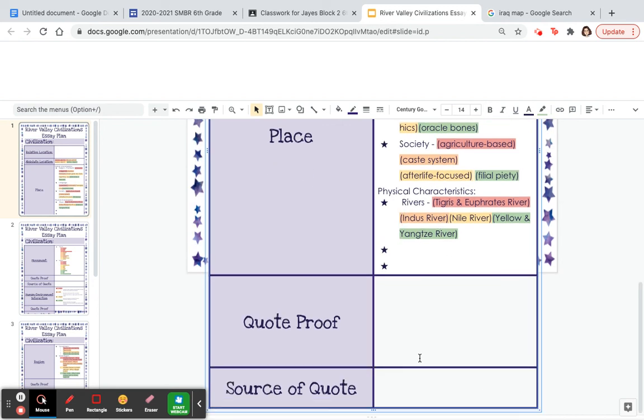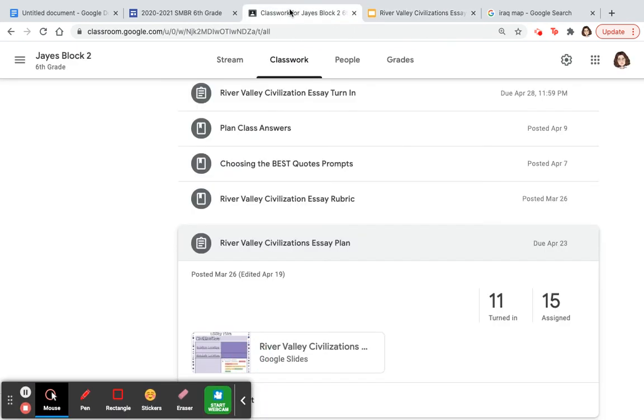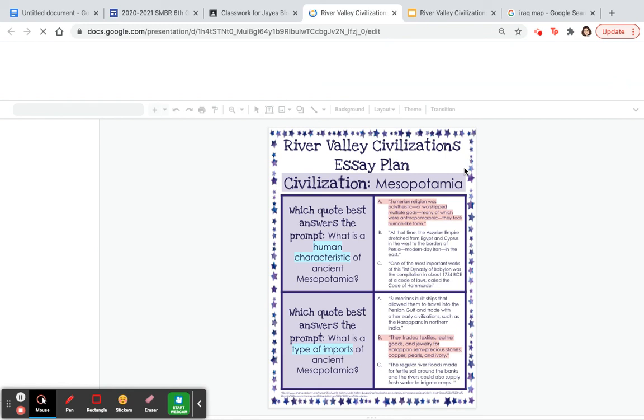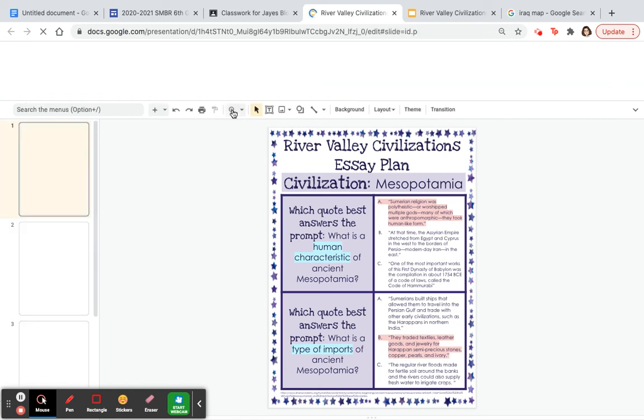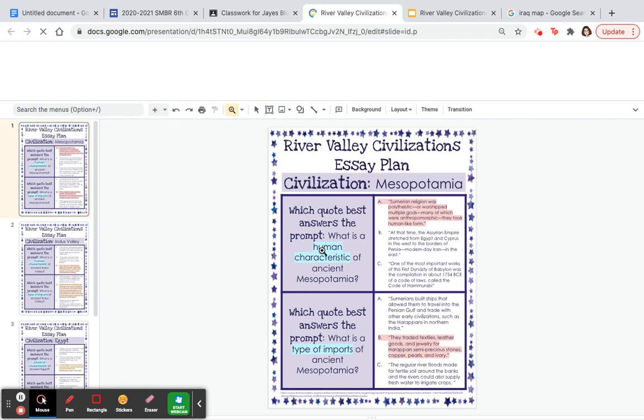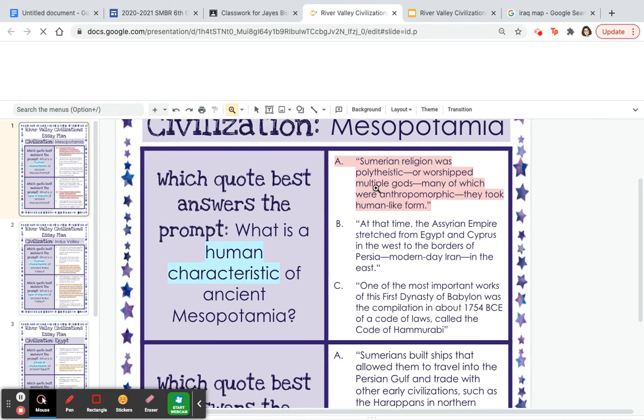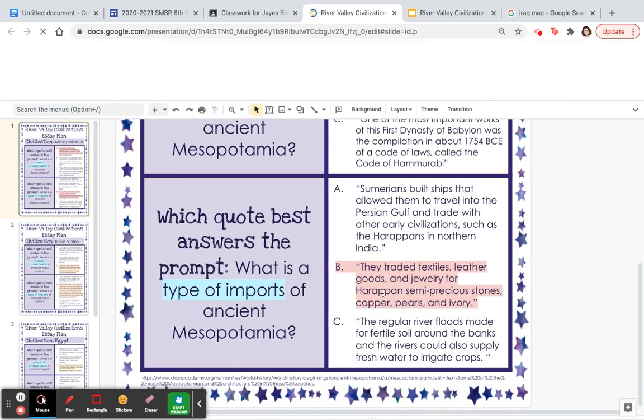Now, for quote proof, I was a little bit easy on you for this one because I have given you sources. So where you see choosing the best quote prompts, you will see that I have given you sources. And in class, we went over which ones were the best. So, human characteristic, that is a place quote. So, you have a quote here that you could copy into the box if you are Mesopotamia, as well as I gave you the source of quote at the bottom of every page. I have cited the website.